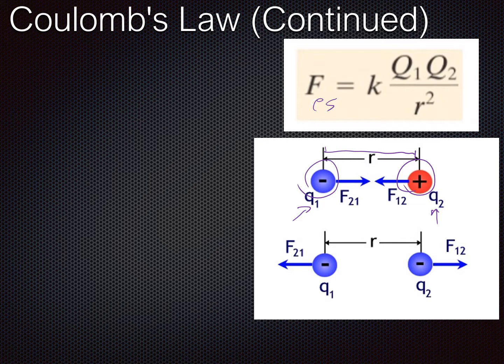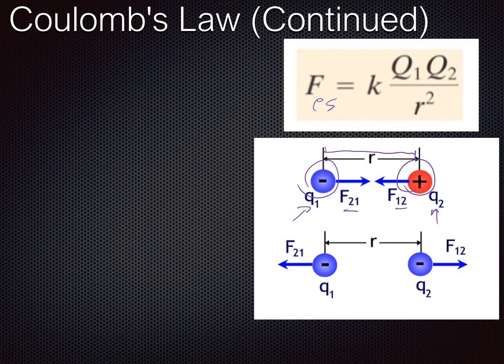Now, each one of these charges feels the same force. Remember, that's just Newton's third law. So F21 is the force of charge 2 on charge 1, and F12 is the force of charge 1 on charge 2. They're both exactly the same in size, they're just pointed in opposite directions. Remember, Newton's third law says that every force has an equal and opposite force that pairs with it. So this is a Newton's third law pair. The forces are felt by the same objects, just in opposite directions and on opposite things.